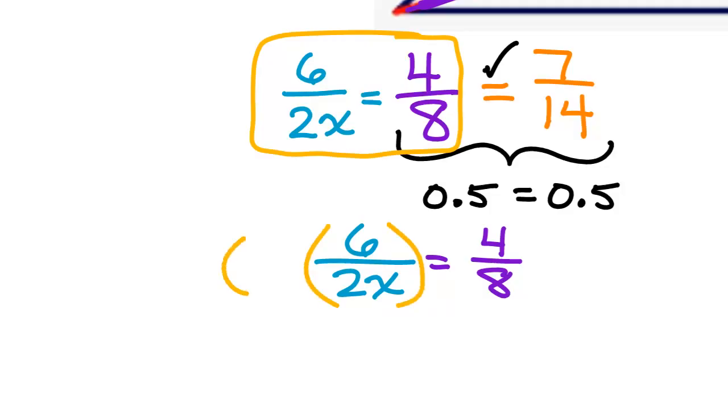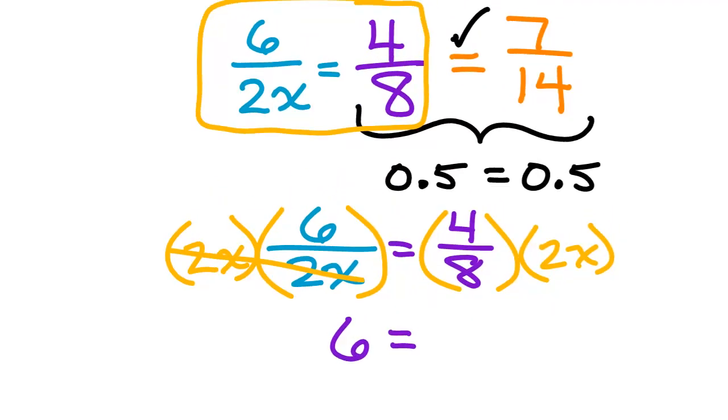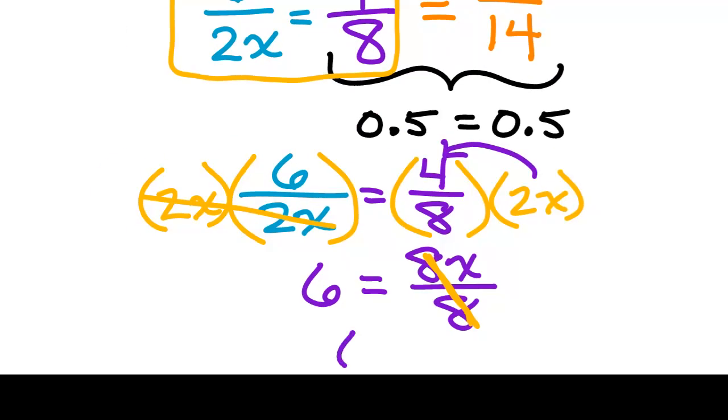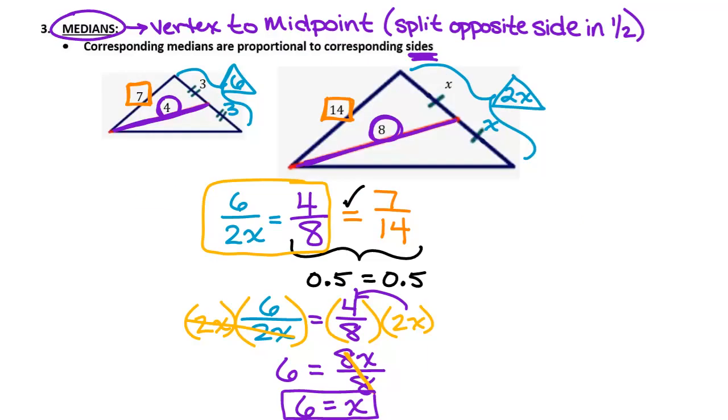Multiply both sides by our denominator of 2x. Cancels out my denominator over on the left. So on the left I have 6. On the right, the 2x only multiplies to my numerator, so that would give me 8x over 8. Well, what is 8 divided by 8? 1. So my 8's here are going to cancel, and that leaves me with just one x. So 6 equals x. Absolutely lovely.